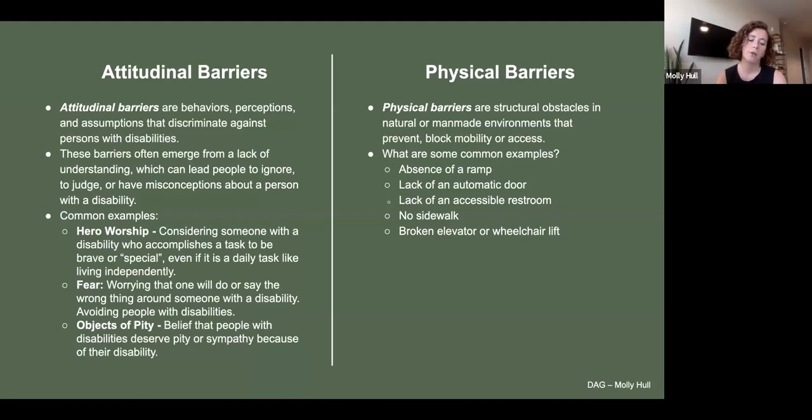Physical barriers are structural obstacles in nature or man-made environments that prevent or block mobility or access. So some common examples that I'm sure you're aware of are things like absence of a ramp, so only offering stairs to get into a space, lack of an automatic door, lack of an accessible restroom, no sidewalk, or even a broken elevator or wheelchair lift, which you would commonly find in a theater setting.